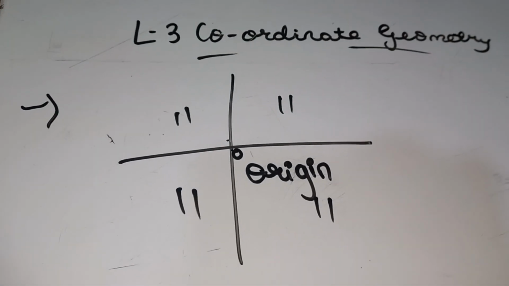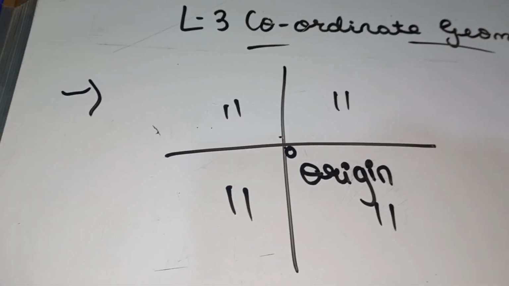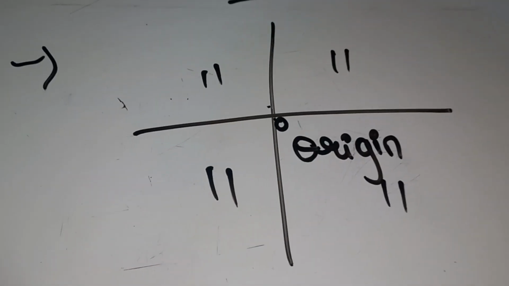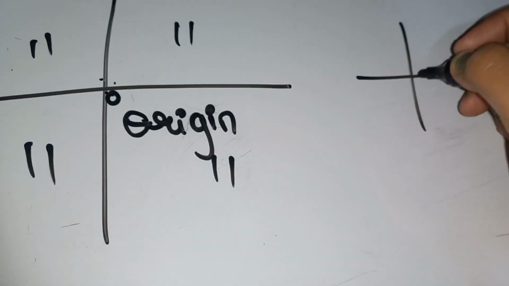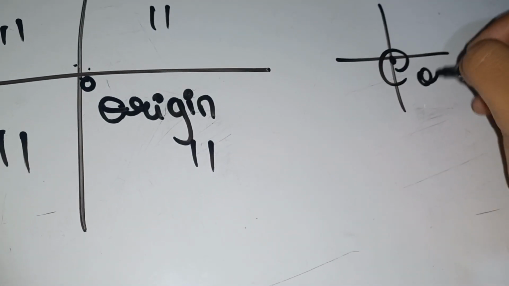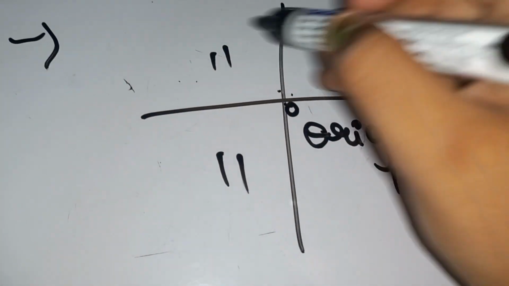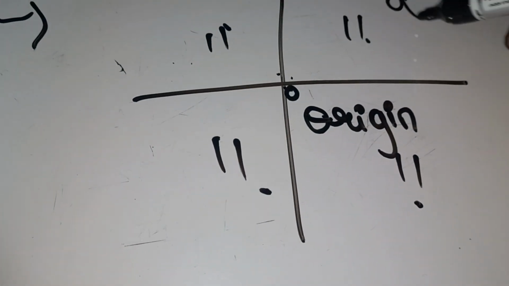Our new chapter, lesson number 3, coordinate geometry. Here let us learn some important and new things in this chapter. First, where these two lines intersect, this point is known as the origin, and where these four boxes occur, these four parts are known as quadrants.